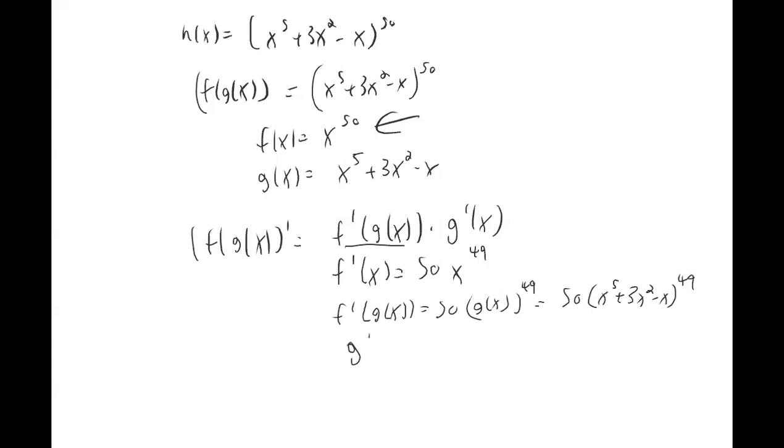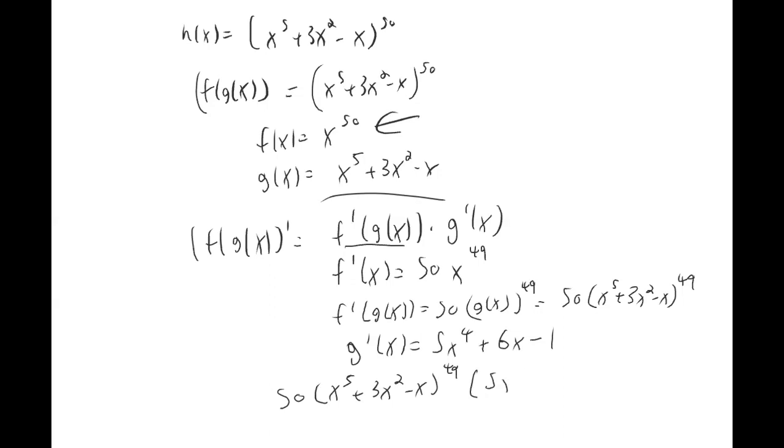And then g prime of x. Well, this is easy, right? You're just doing the power rule three times. So it's 5x to the fourth plus, bring the 2 down, that's 6x, minus 1. So this is your answer. You see here, this is way better than multiplying 50 times. You could multiply 50 times and you'll get the same answer.